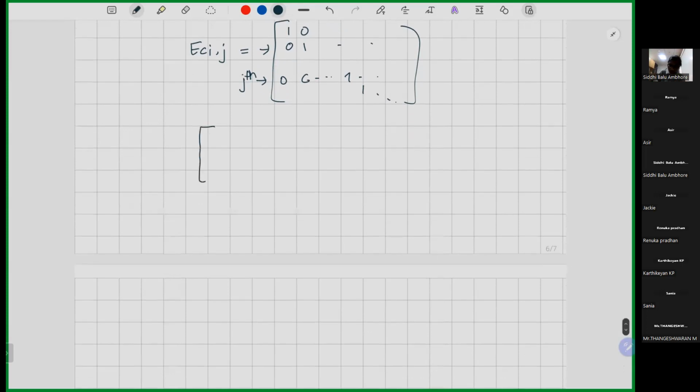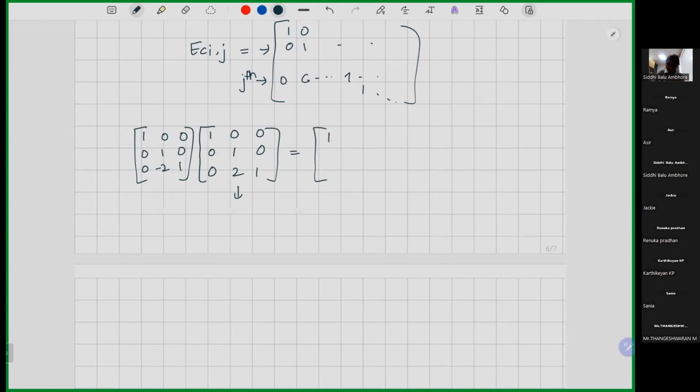So let me do this. If this is my matrix 0, 1, 0 and I am adding 2 here, then this elementary matrix multiplies the second row by 2 and adds it to the third row. And the other matrix multiplies by minus 2 and adds it to the third row and gives me the resultant matrix.